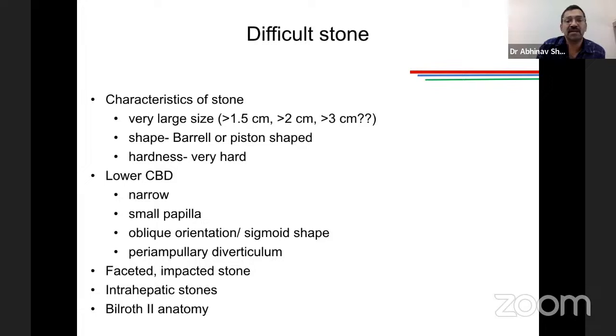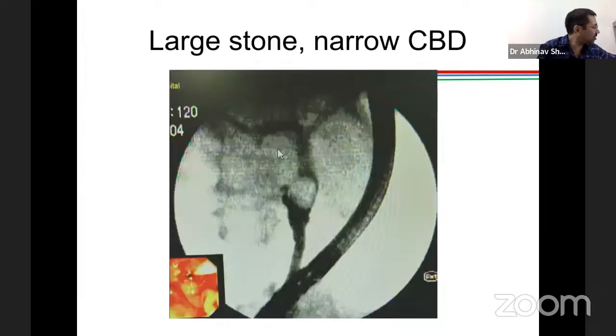Certain shapes like barrel or piston shapes are difficult to remove. A very hard stone again is difficult to remove. If lower CBD is narrow, or papilla is small, or if lower CBD shape is abnormal like sigmoid shape, if there is large periampullary diverticulum, then this makes a stone difficult to be removed. Faceted stone, impacted stone, intrahepatic stone, and altered biliary anatomy, they lead to difficulty in stone removal. So we have to consider all these parameters before attempting biliary stone removal.